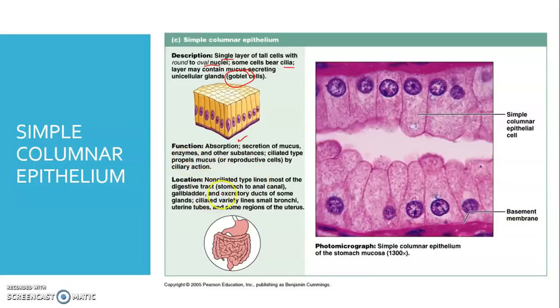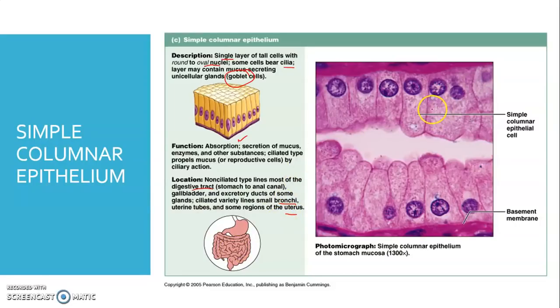So the location, it can be found where there is lots of mucus or secretions, fluids, isn't it? Which means most can be found at the digestive tract, starting from the stomach to the anal canal. It can be found at the gallbladder, some of the glands, the bronchi, and also some regions around the uterus, sorry, uterus.